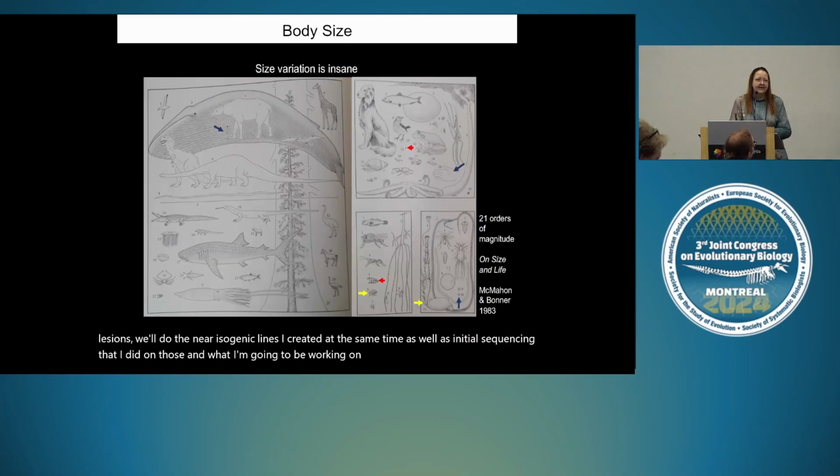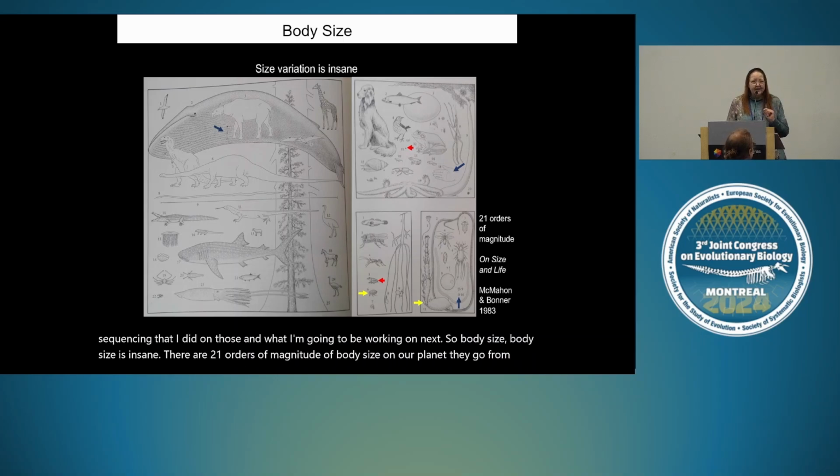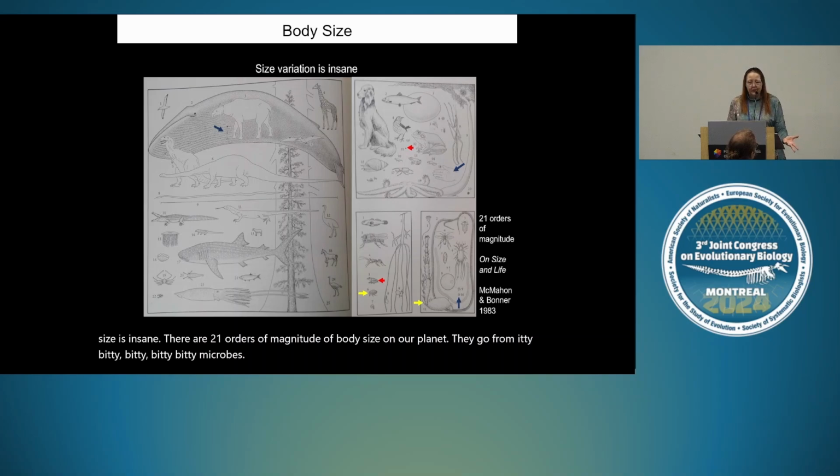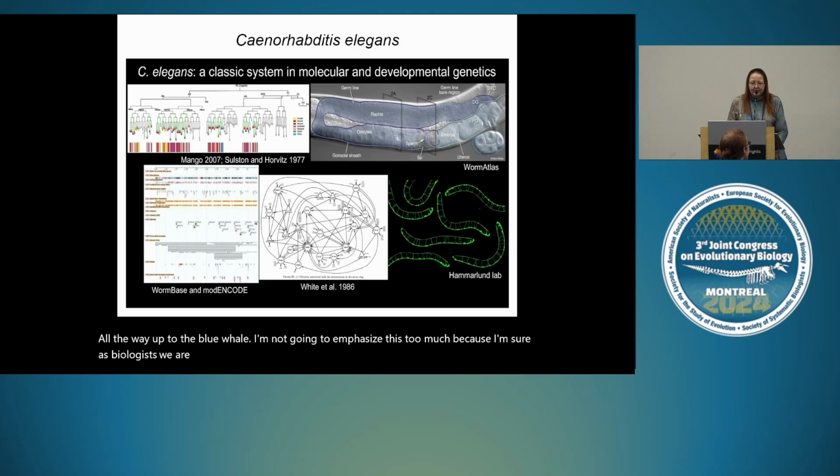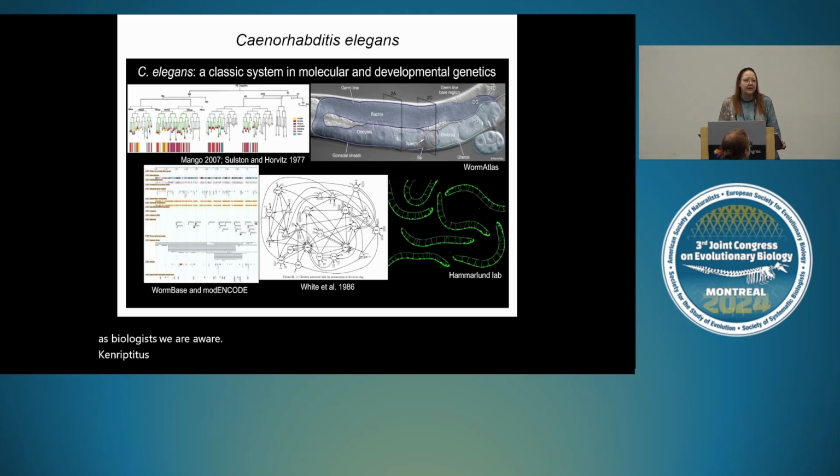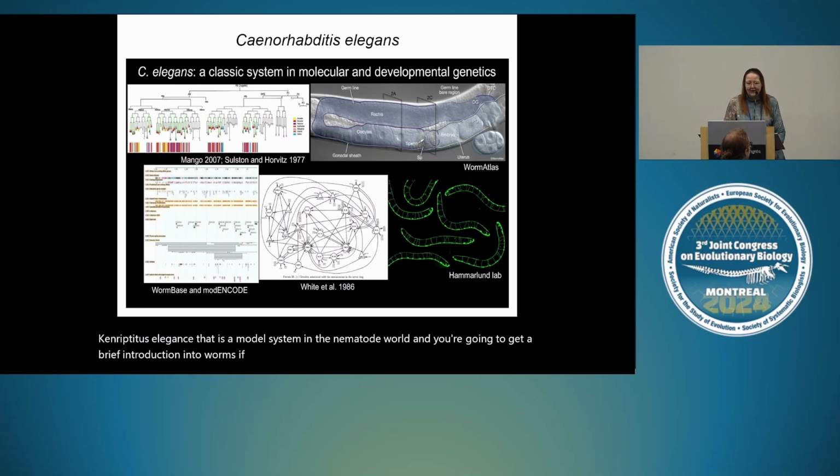So body size. Body size is insane. There are 21 orders of magnitude of body size on our planet. They go from itty bitty microbes all the way up to the blue whale. I'm not going to emphasize this too much because I'm sure as biologists we are aware. Caenorhabditis elegans is a model system in the nematode world, and you're going to get a brief introduction into worms if you're not worm people already.